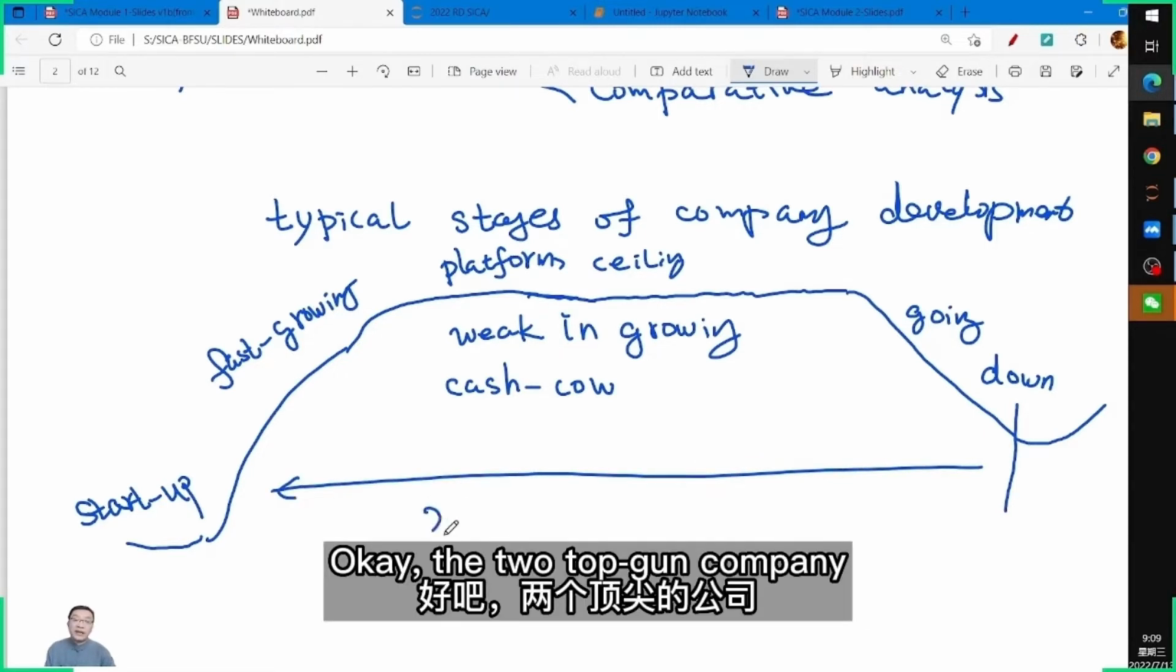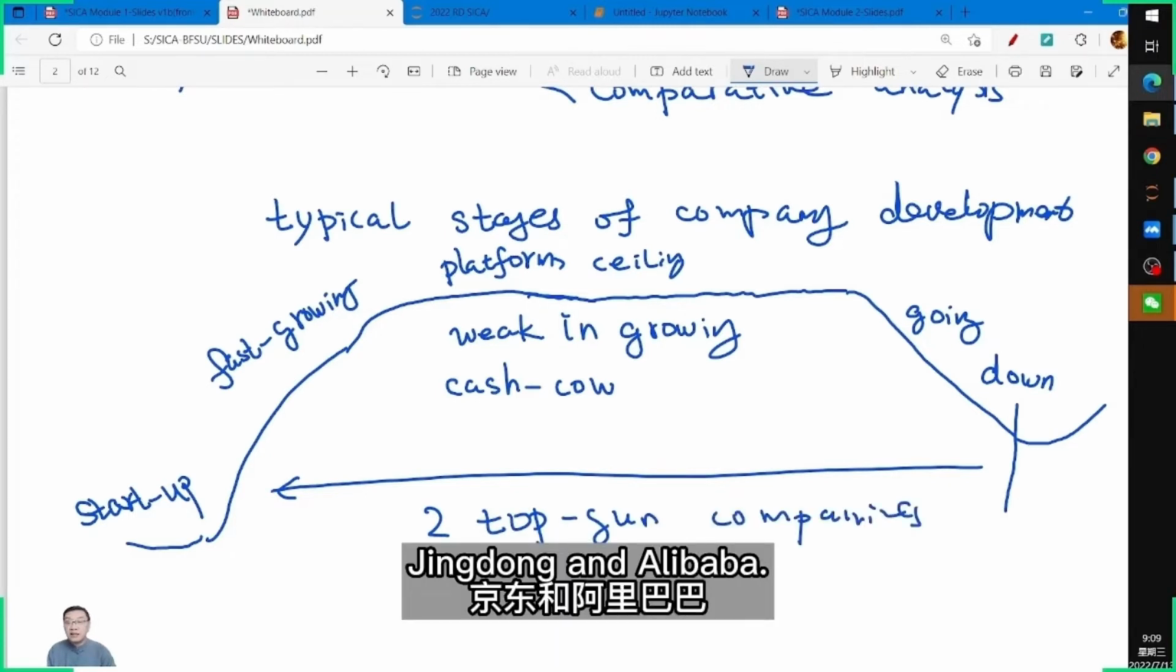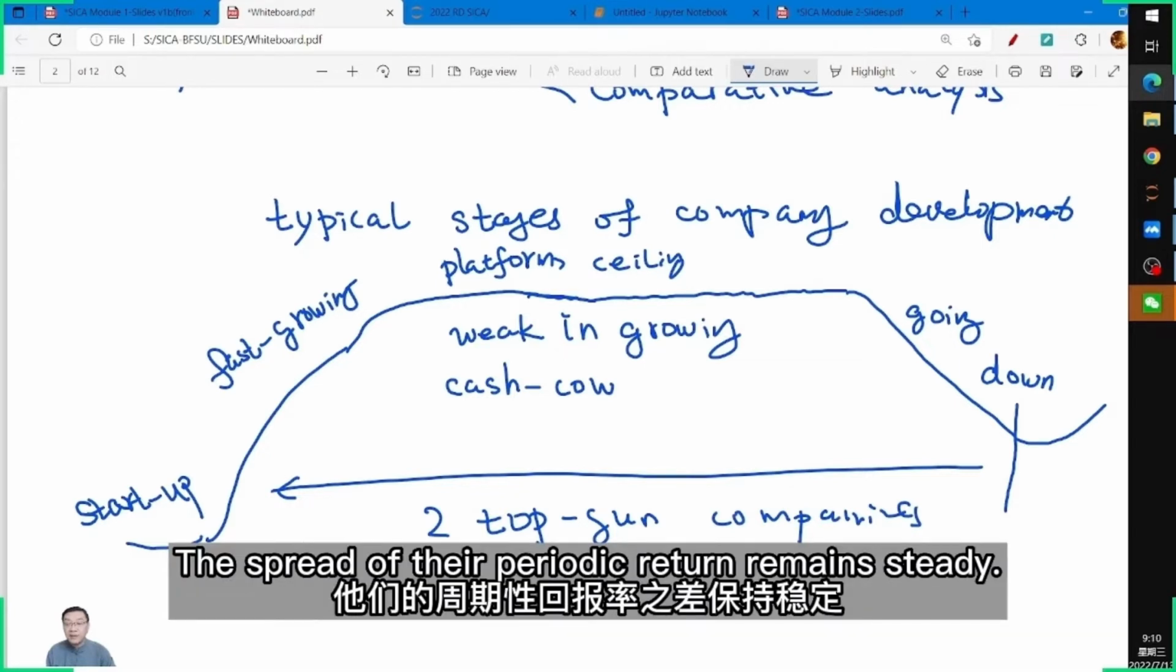Okay, the two top gun companies in the e-commerce industry in China, Jingdong and Alibaba: the spread of their periodic return remains steady.